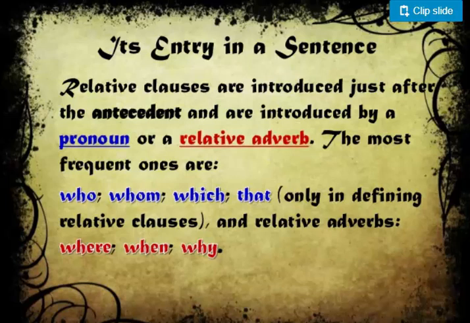Relative adverbs also describe the verb. The most frequent ones are who, whom, which, and that, used only in the defining relative clause, and the relative adverbs used are where, when, and why. So these are some of the relative words that are used in the sentence to describe the noun or pronoun as well.